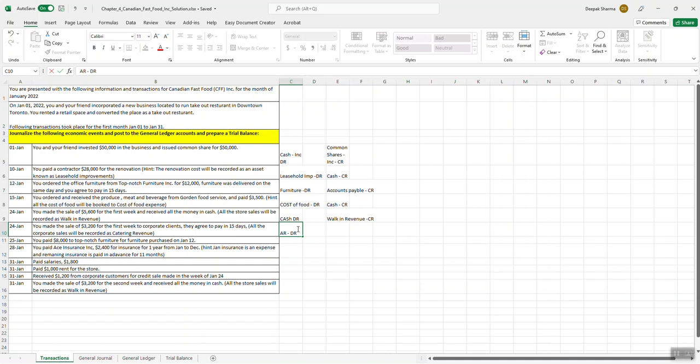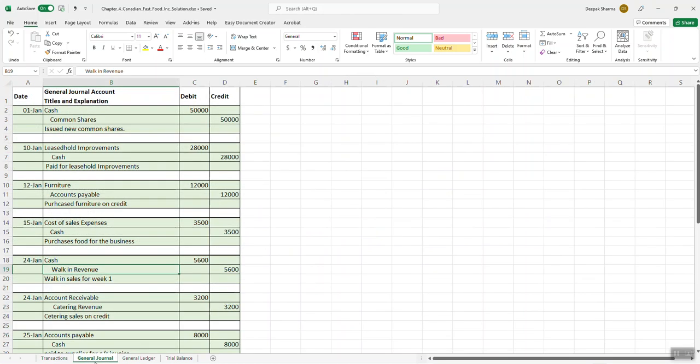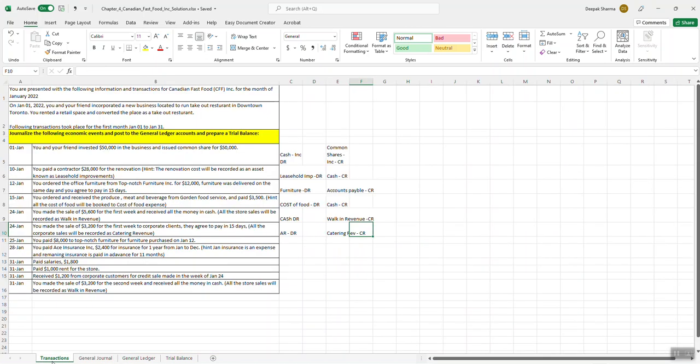If asset increase, what do? We debit. What's the other account? It's a revenue account, and we are naming it as catering revenue. And revenue increases, so what do we do? Credit. So the entry will be debit account receivable 3,200 and credit catering revenue for 3,200. Okay.